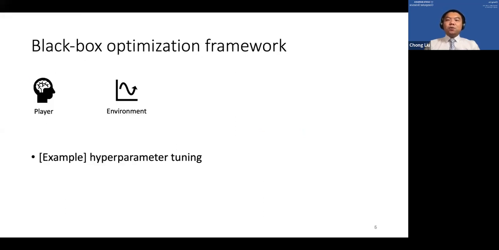I'd like to do a small summary here. This is the framework of the black box optimization. You can understand that this is the game between the player and the environment. And I'd like to use the hyperparameter tuning as an example to walk you through this process.